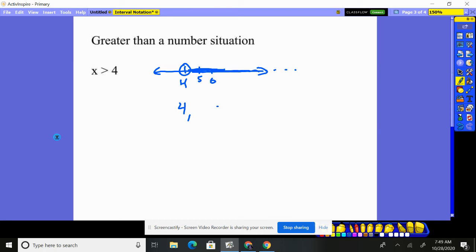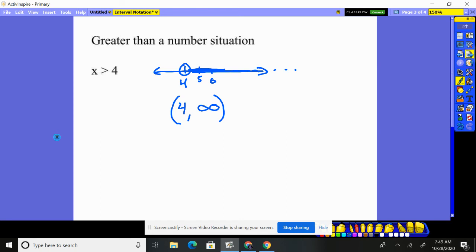So it ends, technically, we could say, oh, it goes to infinity. Now, does it include 4? No, so I'll put a parenthesis. Infinity is an idea, so it never can have a bracket. So it's always going to have a parenthesis. This says, hey, it starts at 4 and continues to infinity. There's the domain of that.